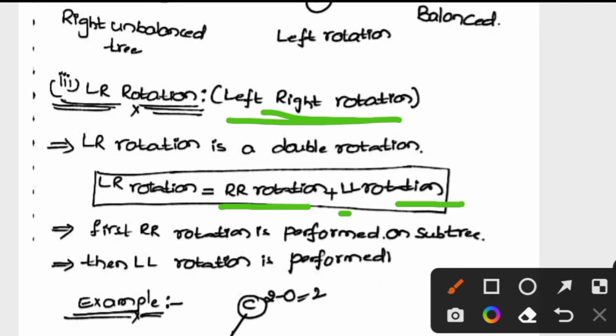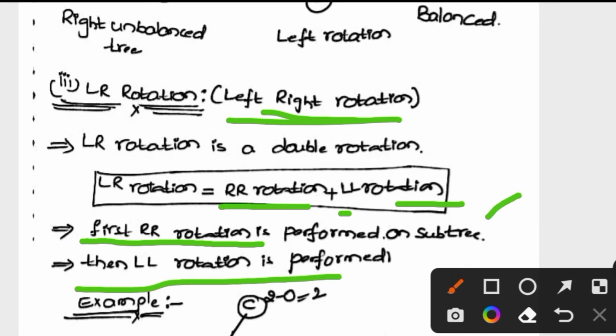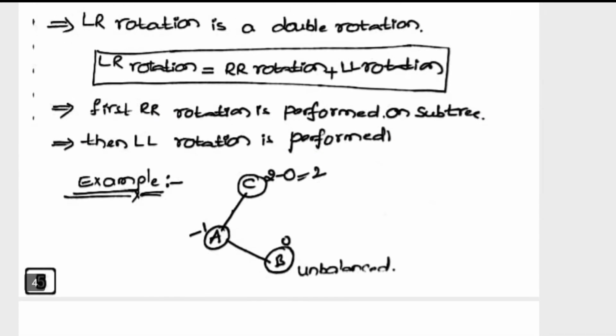So here first we have to perform the RR rotation. After that we have to perform the left rotation. Whenever we perform 2 rotations, only then will the tree become balanced. That is the reason this rotation is called a double rotation. And here we can take an example.